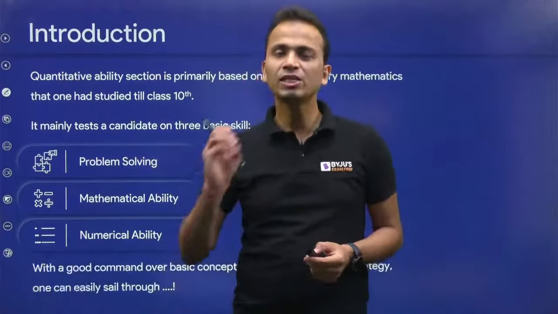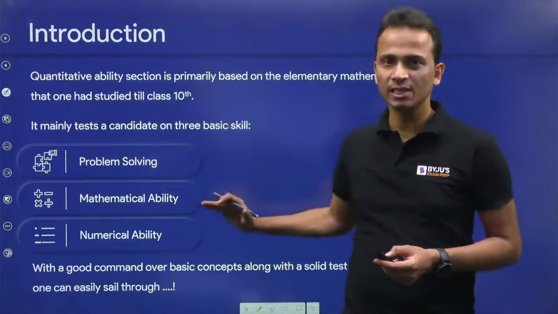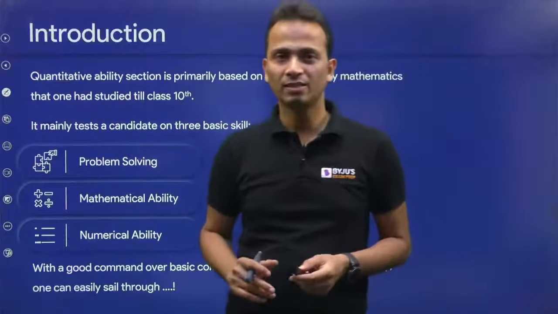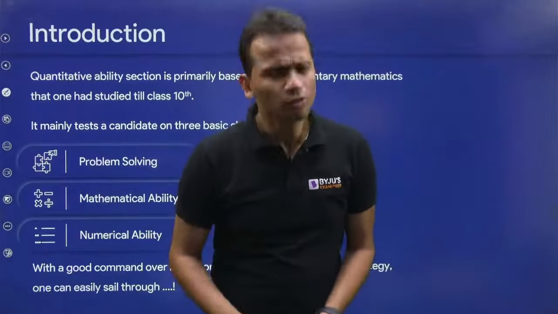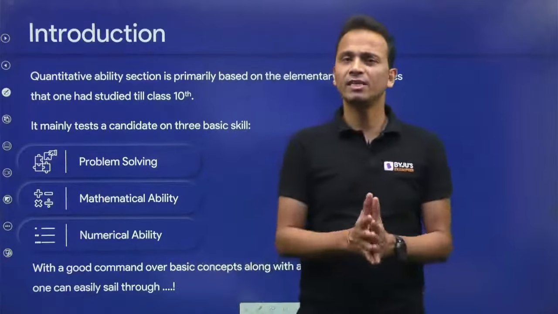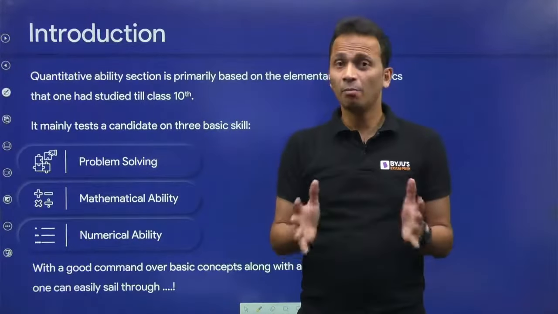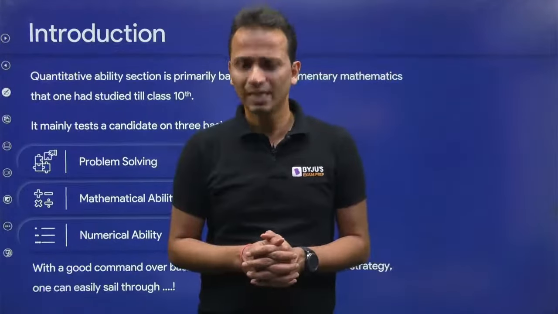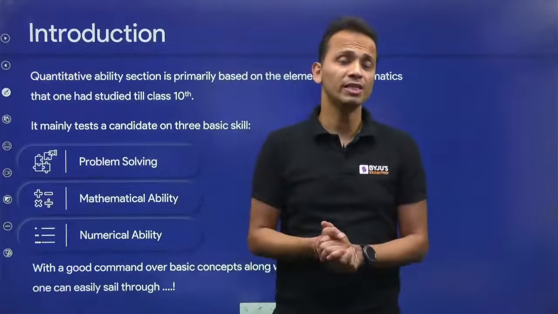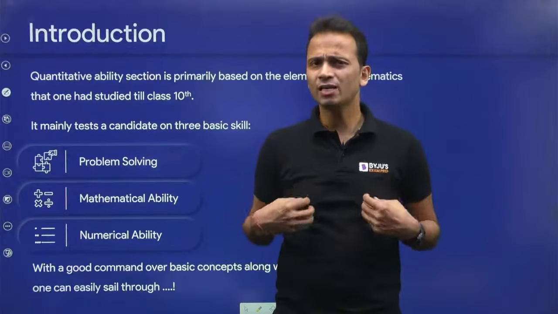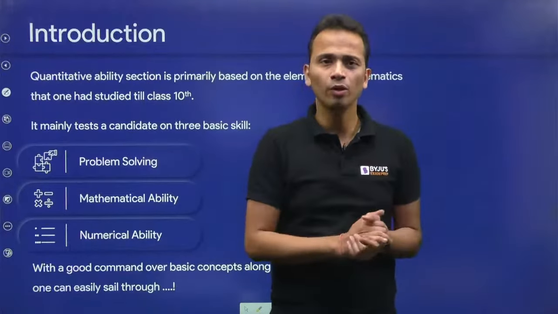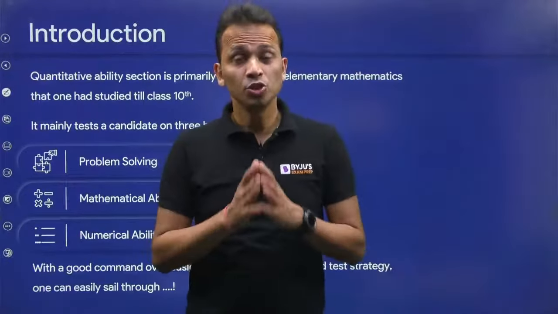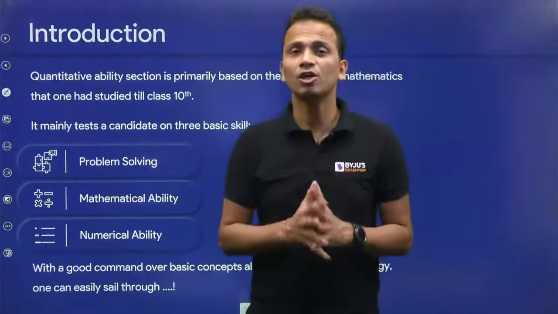It is the combination of these 3 skills that you will have to apply to clear the QA section of CAT. All of us have studied mathematics till 10th standard, that is a fact, but not all of us are good in this area, or at least you believe that you are not. But I believe that with a little bit of hard work and persistence for the next few months, you can easily crack the cutoff.